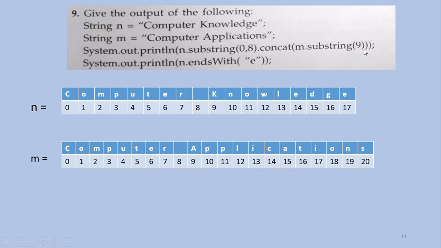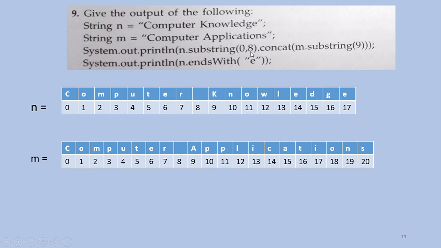So too many things to be done here, right? You have to extract this, then you have to join with another substring. Right. So what will happen? N.substring(0,8). What is N? N is this one. What is 0,8? You start from 0 and you are ending at 7. Clear? So you are not including 8 here.